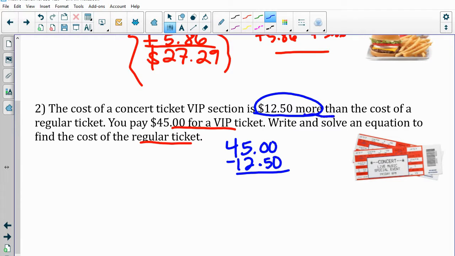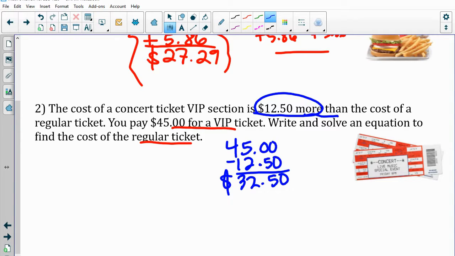Yeah, when we see "more than" we feel like we want to add, but we've got to go backwards a little bit on that. Yes, because it's $12.50 more than the regular. So if we subtract them, can someone tell us the price of a regular? $32.50.